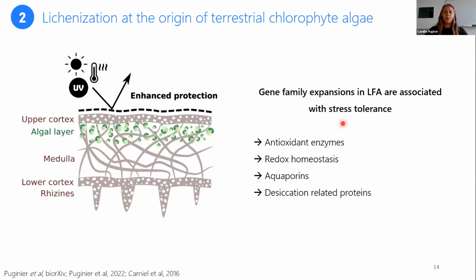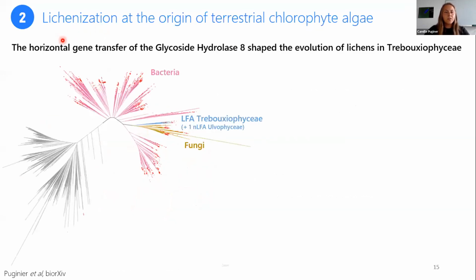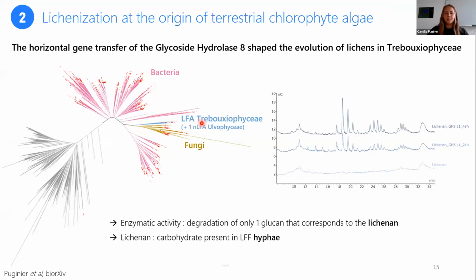However, until now, there's still a big mystery concerning lichen formation and how we can obtain such organisms. Recently, we found some clues about that, since a horizontal gene transfer of an enzyme called glycoside hydrolase 8, or GH8, might have shaped the evolution of lichens in Trebouxiophyceae. As you can see here on this phylogenetic tree, the GH8 was transferred from bacteria, probably to lichen-forming algal cells. Since we didn't know anything about GH8 biology in lichen-forming algae, we decided to test the GH8 enzymatic activity to see what it could be degrading.